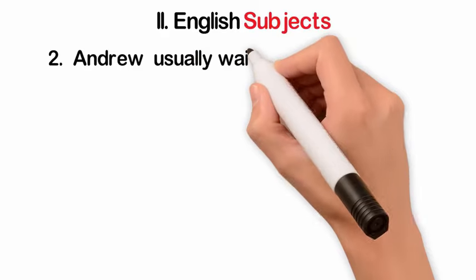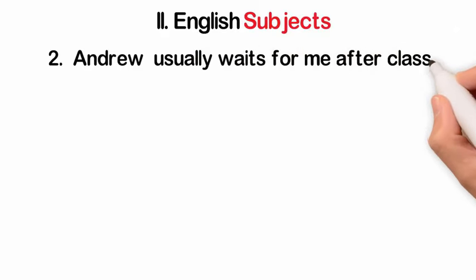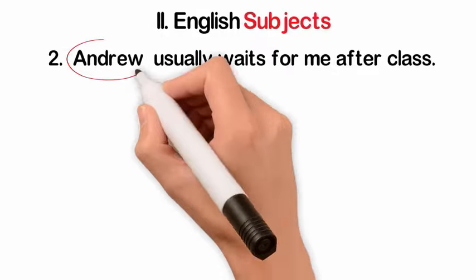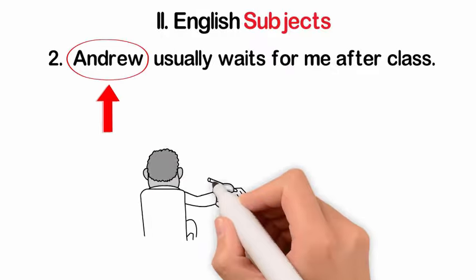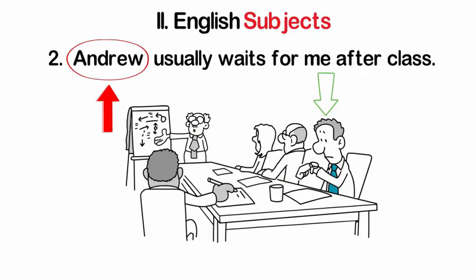What is the subject in the following sentence? 2. Andrew usually waits for me after class. If you chose the word Andrew as a subject, you are correct, as the subject Andrew is the one doing the action of waiting.